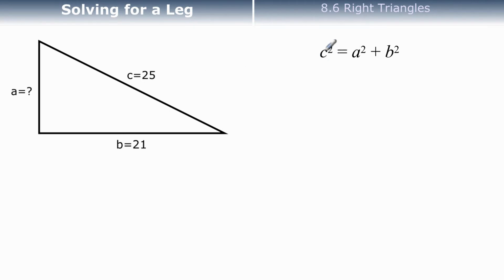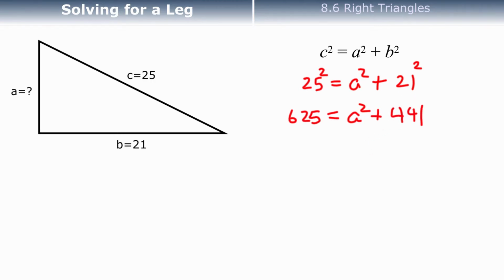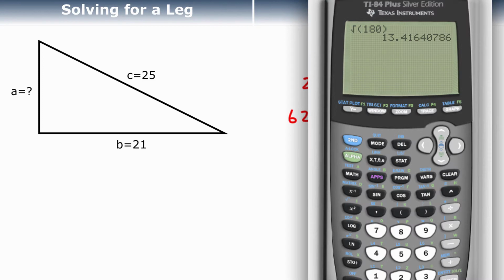So let's plug numbers in. C squared, so 25 squared is equal to A squared, I don't know A this time, plus B, 21 squared. Okay, 25 squared I think is 625, equal to A squared plus 21 squared, which I think is 441. Then if I subtract 441 from each side, 625 minus 441 is 184.